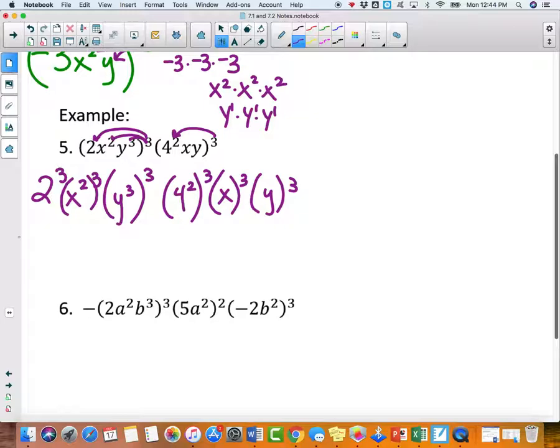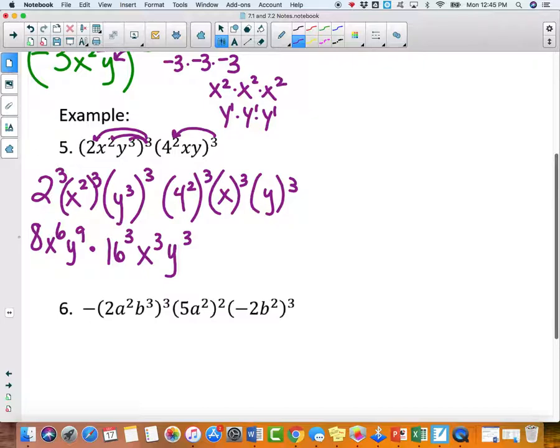So 2 to the third power is 8, x to the 2 times 3 is 6, y to the 3 times 3 is 9, times 4 squared is 16 to the third power. I hope someone brought a calculator because I did not. X to the third, y to the third.